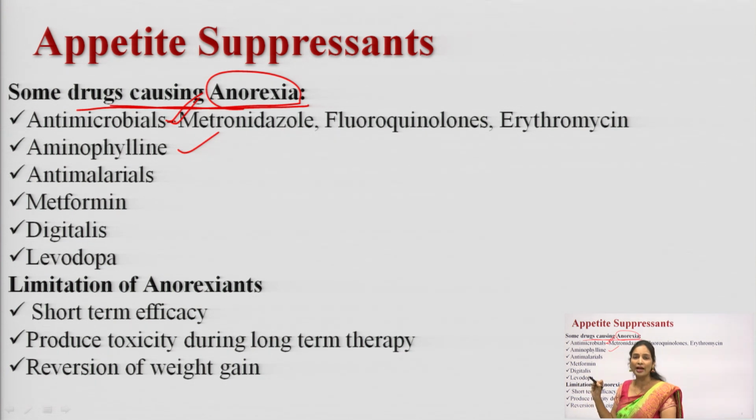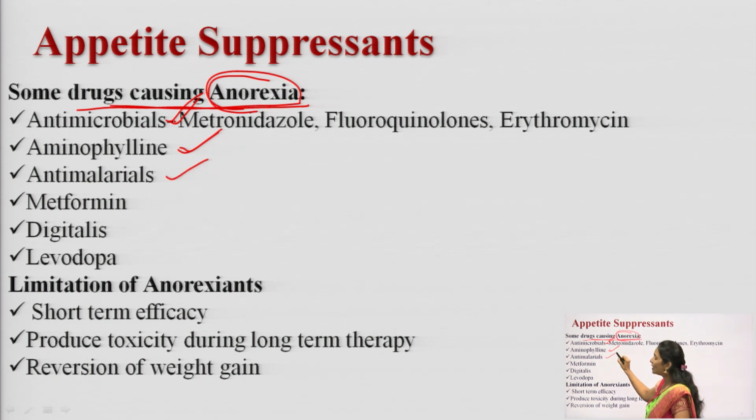Aminophylline is a methylxanthine drug which is used to treat bronchial asthma, or to reduce bronchial spasm. Aminophylline is such a drug which will cause anorexia.